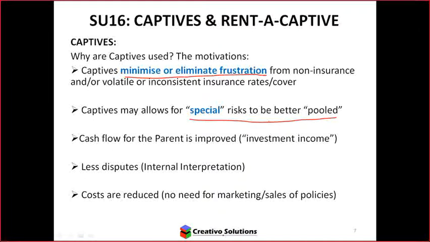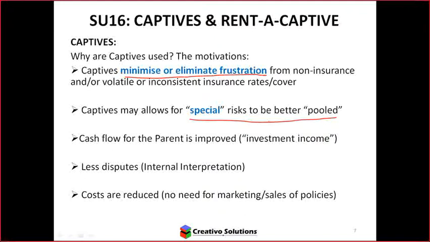Right, cash flow for the parent is important because that's investment income. Okay, so do you agree you're paying the premiums to who? The captive. Is the captive part of the company? Yes. Right, there's less disputes because it's internal, and the costs are reduced.